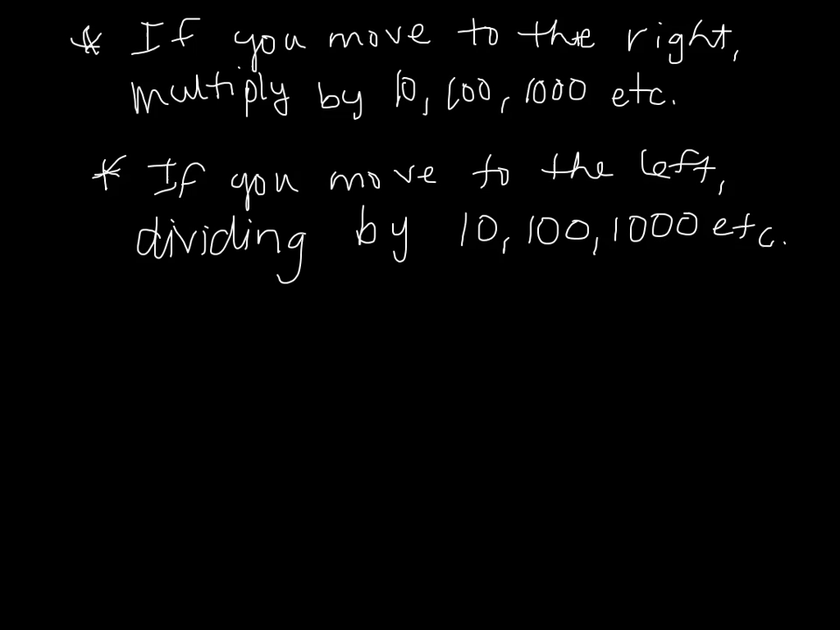The trick is, if you're moving it once, 1 zero means you're going to move the decimal place once. 2 zeros means you're going to move it twice. 3 zeros means you're going to move it 3 times. So we just need to know that multiply to the right, divide to the left. Try to memorize that.